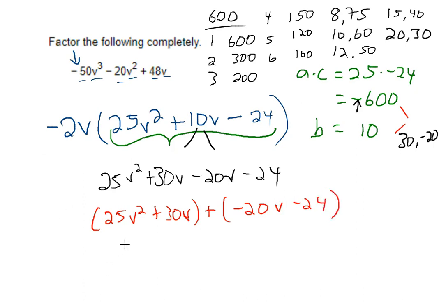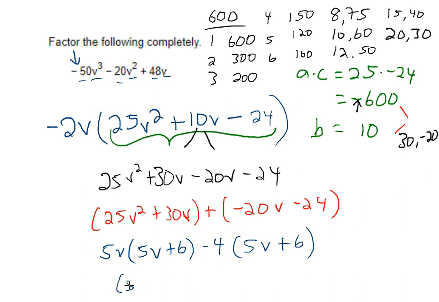And then we do common factor for each of these groups, so I can factor out a 5 and a V from this first group, and I'll have 5V plus 6 left over. Here I will factor out a common factor, which is 4, but also a negative sign, because I want to switch the sign of these two to make them both positive, so it can match up to this. And so I'll factor out a negative 4, and that'll leave me with positive 5V and positive 6. Because these two are the same, I can factor out the 5V plus 6, and that leaves me with 5V minus 4.